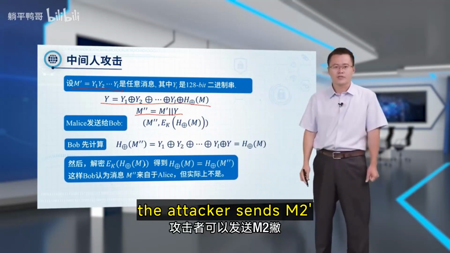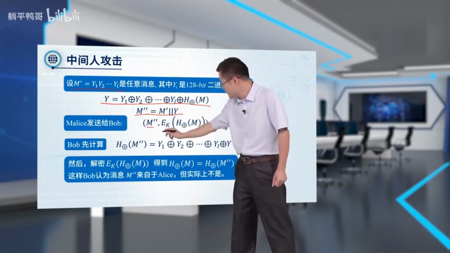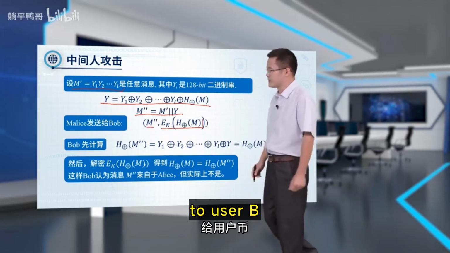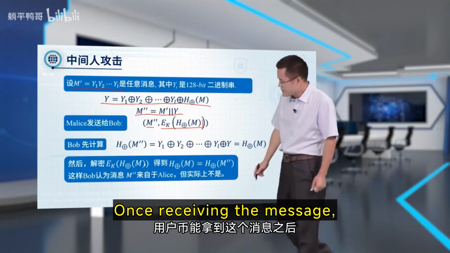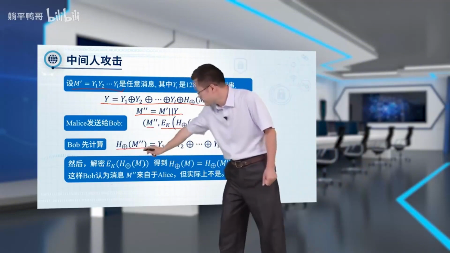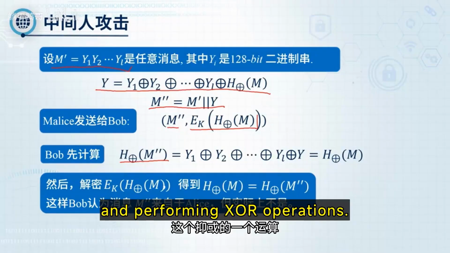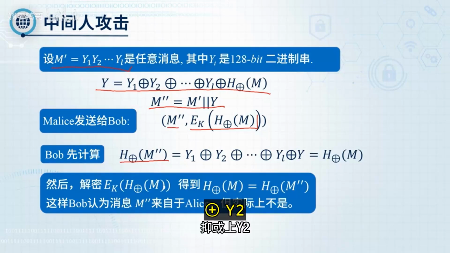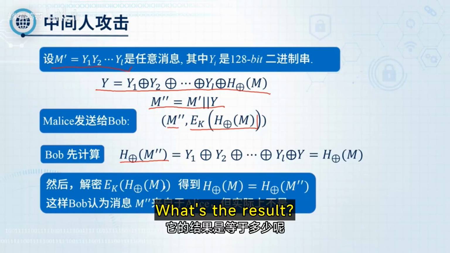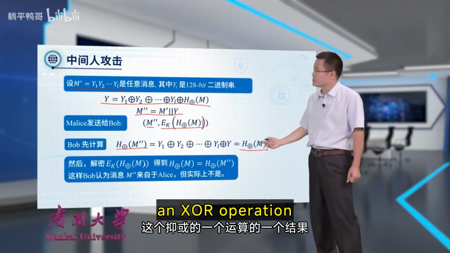Therefore, the attacker sends M2 prime and E_K(H(M)) to user B. User B, upon receiving the message, first computes the value by calculating H(M2 prime) using a hash function and performing XOR operations. Let's examine the XOR result. Y1, Y2, YN. What's the result? The result is performing an XOR operation on M.